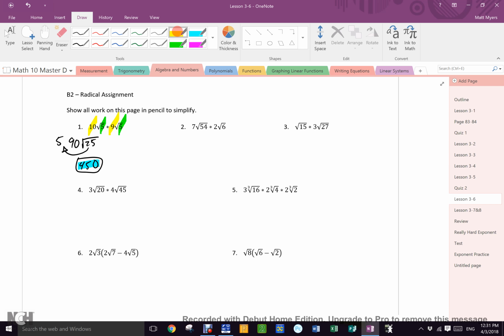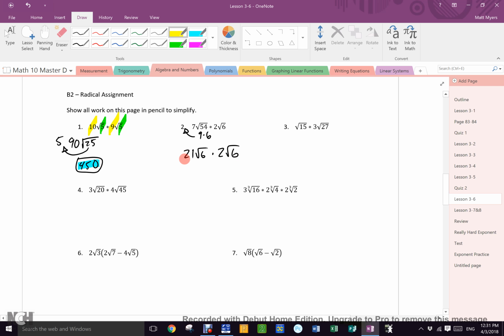Now, if you are just memorizing steps, your first move on number 2 is to do 7 times 2 and 54 times 6, yes? 54 times 6 is a big number. So what could you do first if you are actually thinking about what you're doing and not just learning steps? You could simplify 54 because we know 54 is 9 times 6, don't we? What is the square root of 9? 3. So what comes out here? So I got 21 root 6 times 2 root 6, yes?